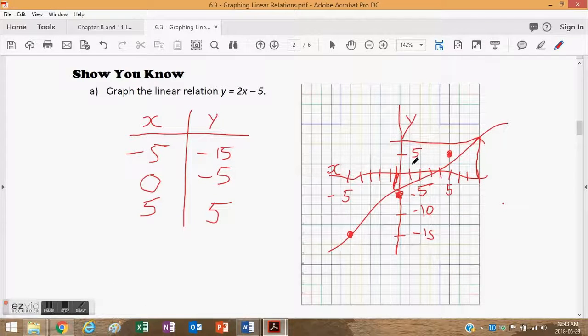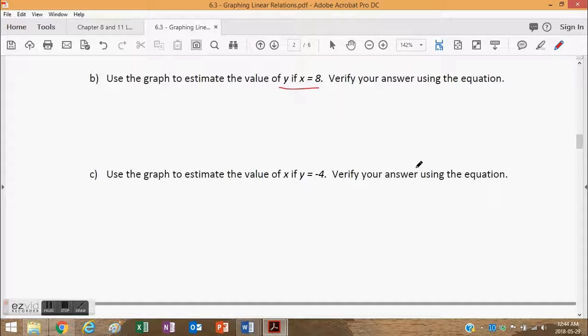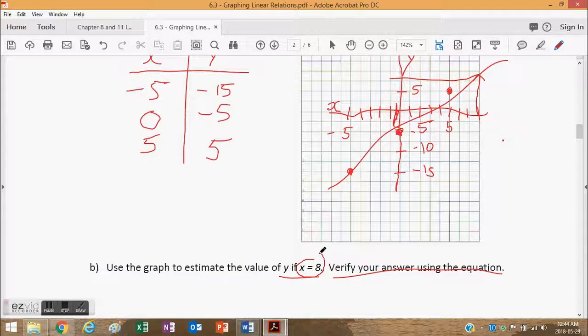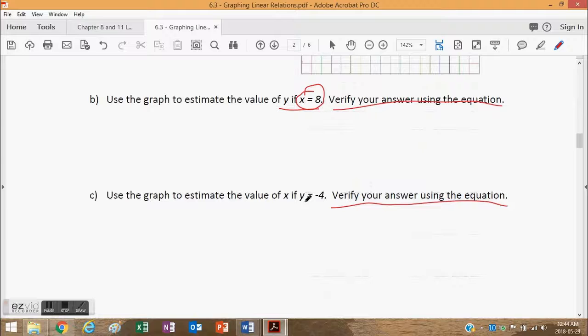Okay, so we're doing some interpolating, some extrapolating here. We can use the graph to figure out those answers. Then you can verify your answer using the equation. So with this one here, we plug in, okay, what's y if x is 8? Well, x is equal to 8. So we plug that into here. y is equal to 2 times x minus 5. 2 times 8 is 16 minus 5 is 11. And that's what we should get.